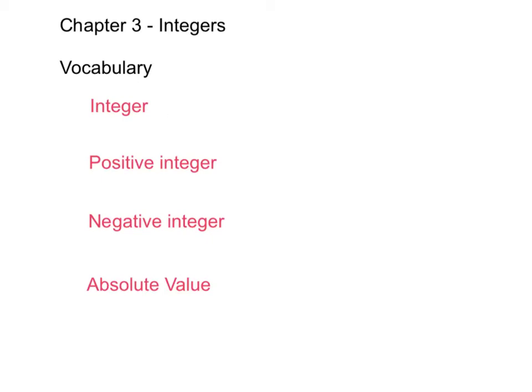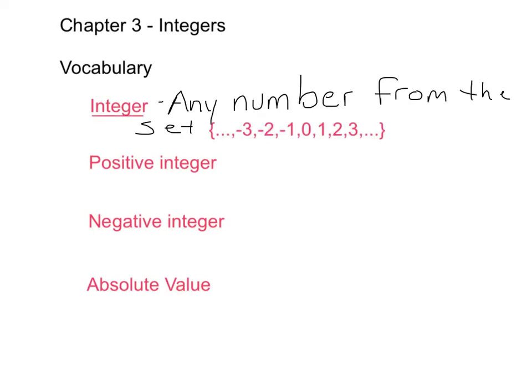So for this section, we're going to be learning about integers and absolute value. So I'm going to start with some vocabulary. So the first word is integer. So what is an integer? So an integer is any number from the set -3, -2, -1, 0, 1, 2, 3, and those 3 dots mean that it continues forever.